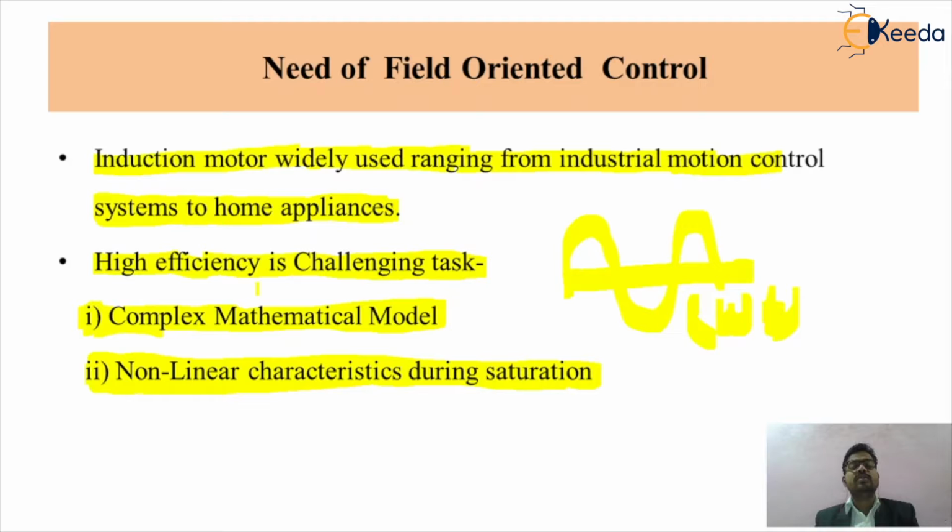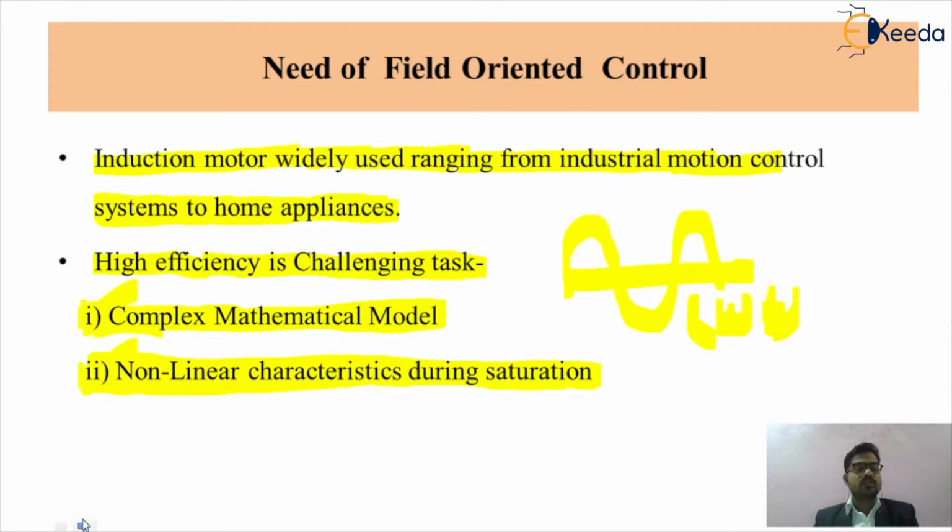So to overcome the complex mathematical model and the non-linear characteristics during saturation, we require some technique that works without reference to time, that is, with time-invariant quantities, for a better understanding of the control scheme of the induction motor. That's why we need field oriented control.